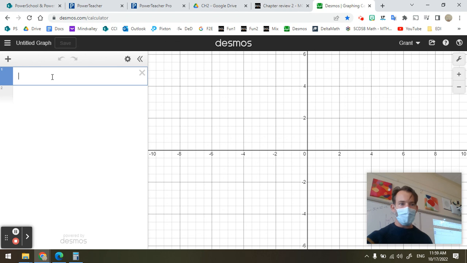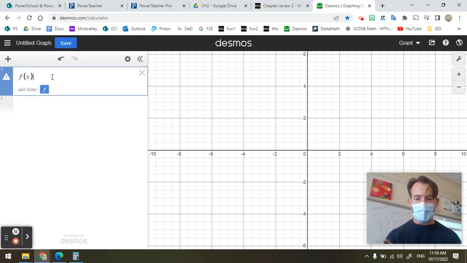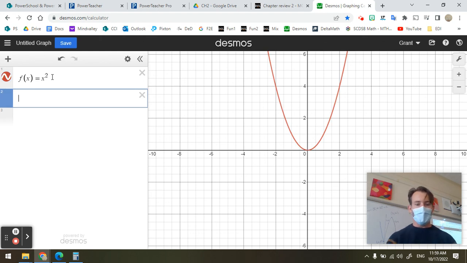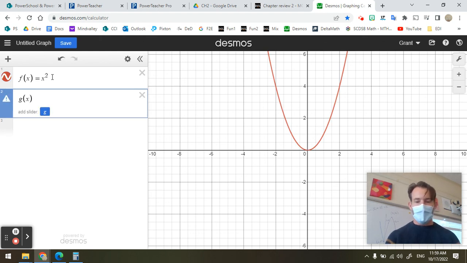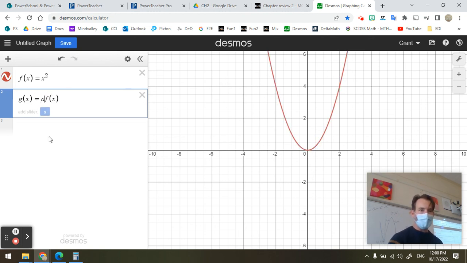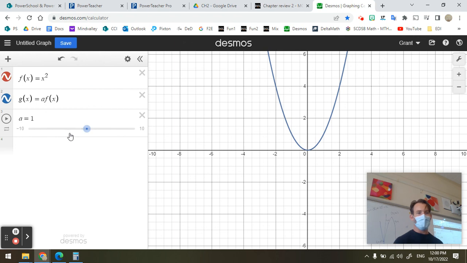So I'm going to prepare my parent function. It's f of x is equal to x squared, all right? And let's create a new function, g of x, that is a transformation of f of x. Okay, so if g of x just equals f of x, you'll notice these two functions are the same. But let's multiply that by some value, and then we're going to call that a. When a is 1, they're the same thing.